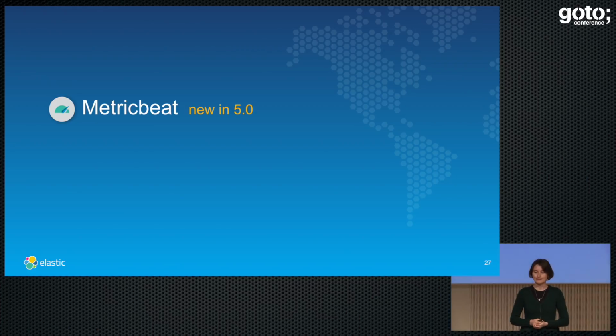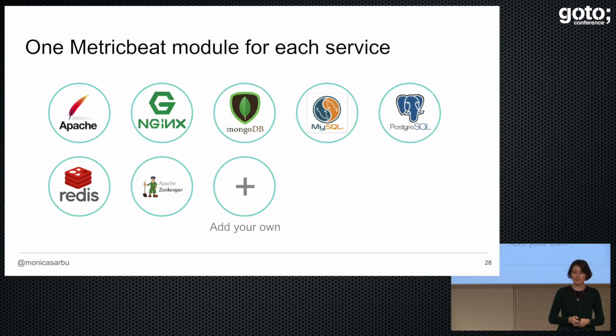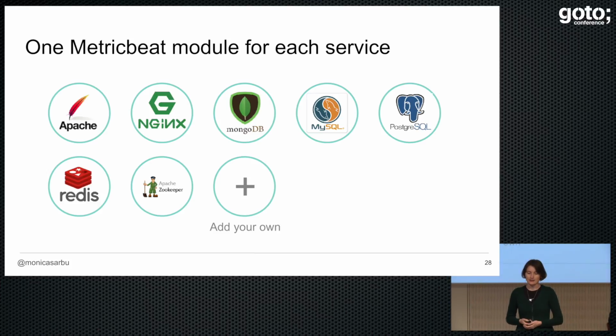So Metricbeat is a way you can get metrics from your services and also your containers. This is the newest addition of the beats. It's available in 5.0, which was released like 2 or 3 weeks ago. The way it works is that it periodically interrogates external services, fetches metrics from them, and then pushes them to Elasticsearch. It has support for a bunch of services like Apache, Nginx, MongoDB, MySQL, PostgreSQL, Redis, and Zookeeper.